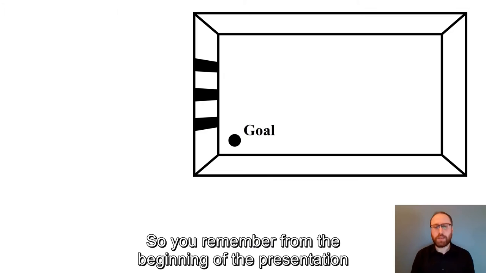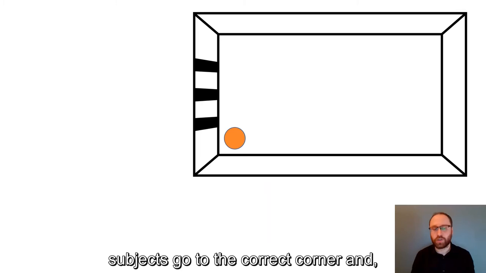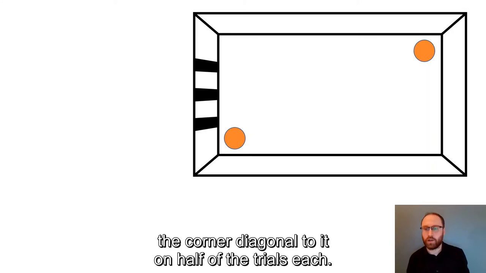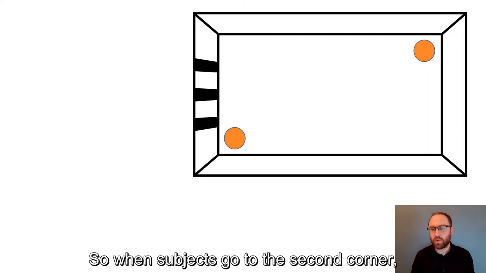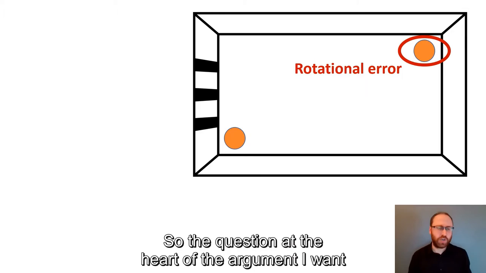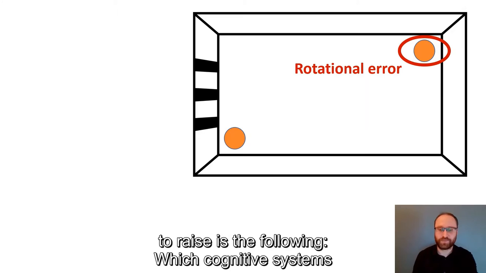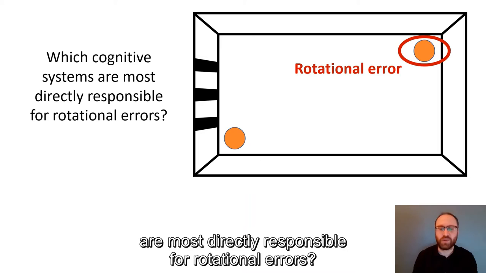So you'll remember from the beginning of the presentation that in typical reorientation experiments, subjects go to the correct corner and the corner diagonal to it on half of the trials each. When subjects go to the second corner, we call this a rotational error. So the question at the heart of the argument that I want to raise is the following. Which cognitive systems are most directly responsible for rotational errors?